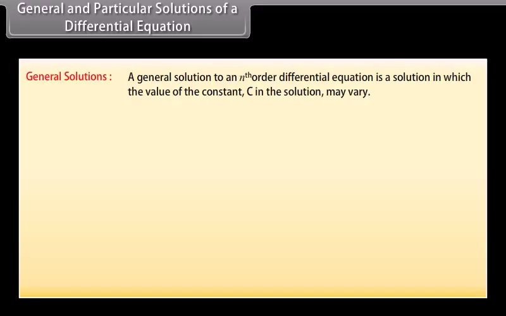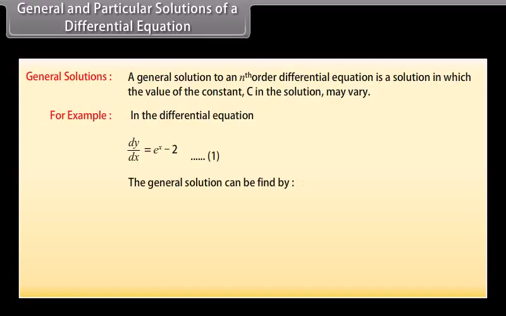General and particular solutions of a differential equation. General solutions. A general solution to an nth order differential equation is a solution in which the value of the constant c in the solution may vary. For example, in the differential equation, dy by dx equals e raised to the power x minus 2, name it as 1.